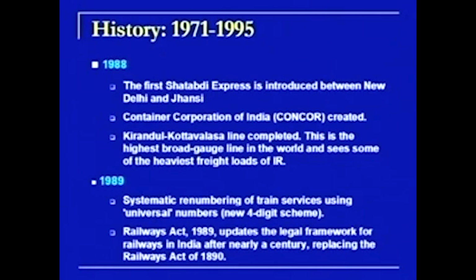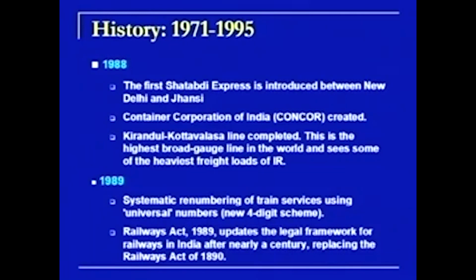Further improvements in the area of passenger transportation took place. That was in 1988 when the first Shatabdi Express was operated. There was also modification in the area of freight transportation in terms of the setting up of CONCOR, that is the Container Corporation of India. This was a big step in this direction.